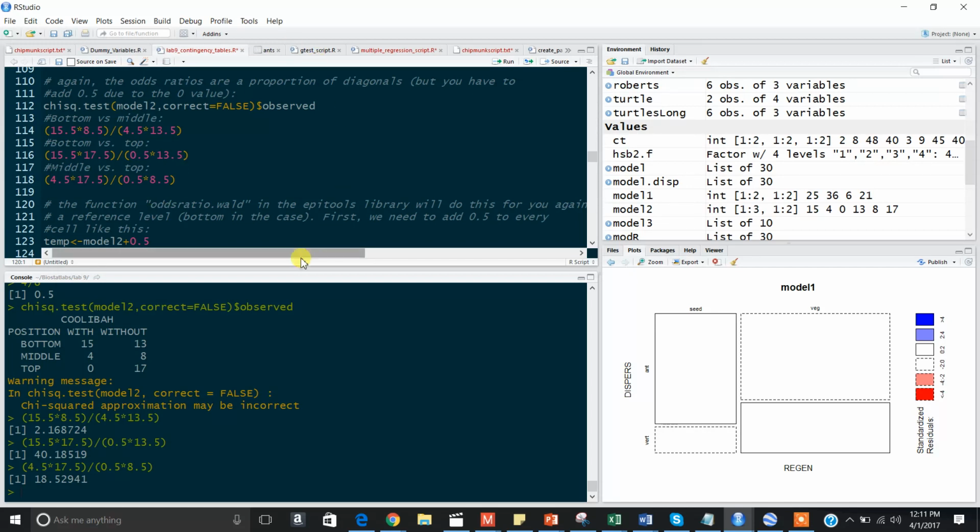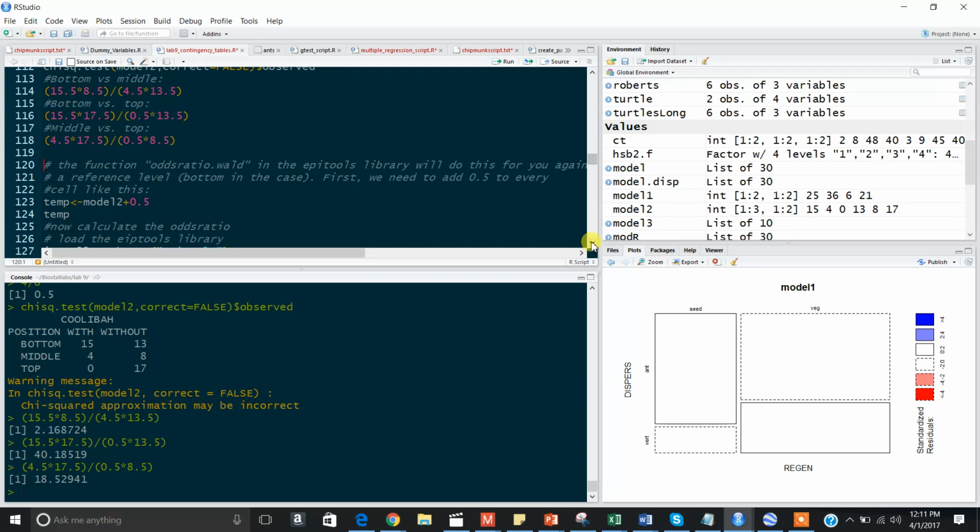Okay, so there's also this function called oddsratio.wald, and this is in the epitools library. So you have to download that library, but this will basically do this for you against a reference level, and in this case we'll set the reference level as bottom, or the bottom position. So first, again, because we have that 0 in top position, we need to add 0.5 to everything. So we're going to build a temporary model. I'm going to call it temp, and add 0.5 to our model.